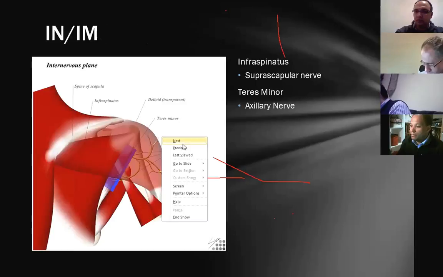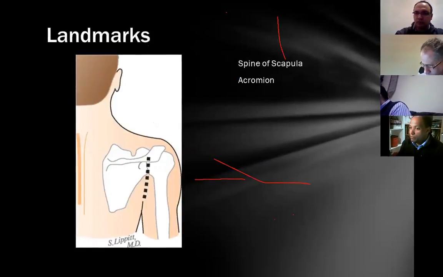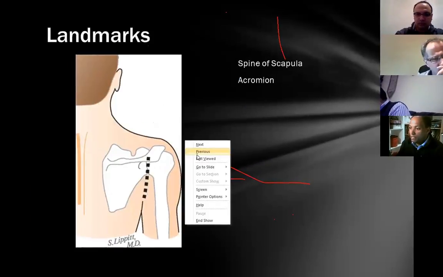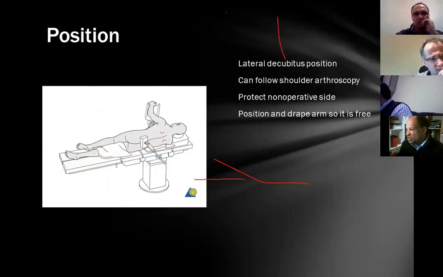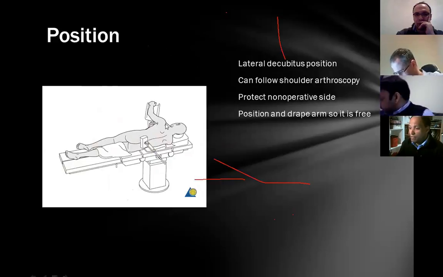Again, in terms of principles, we have to think of position. So lateral decubitus position of the patient. It can follow a shoulder arthroscopy. So if you're working for a consultant who does their shoulder arthroscopies in the lateral position, it may be they start off with a scope and then put them into this position in order to get access to the posterior part of the shoulder.